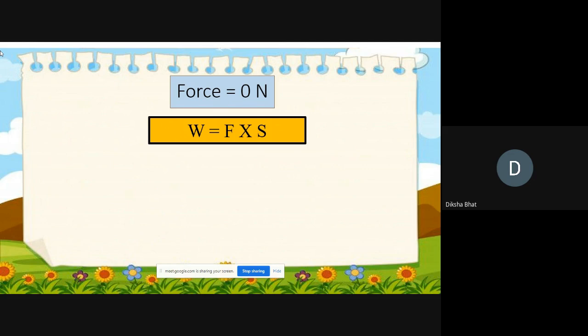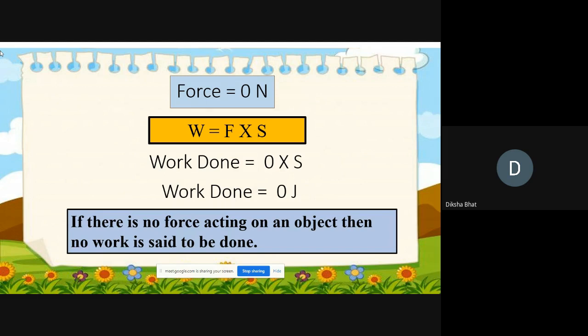Now let us substitute this value. We will get work done is equal to 0 multiplied by S. So what is the answer to this? Zero. So if there is no force acting on an object, then no work is said to be done. So now we have seen two cases wherein work done is equal to 0. Which is the first one? The first case is when the object is not displaced. And the second case is when no force is acting on an object.